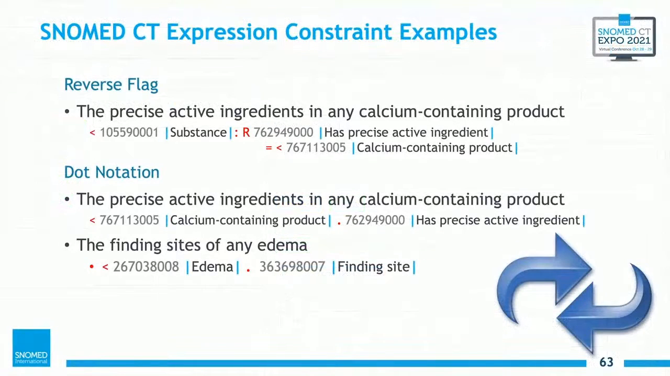And another set of examples here. This time we have the reverse flag and dot notation. In the previous query, the expansion generated a list of medications. But what if we were interested in the ingredients of those medications? This is where the reverse flag or dot notation can be useful.